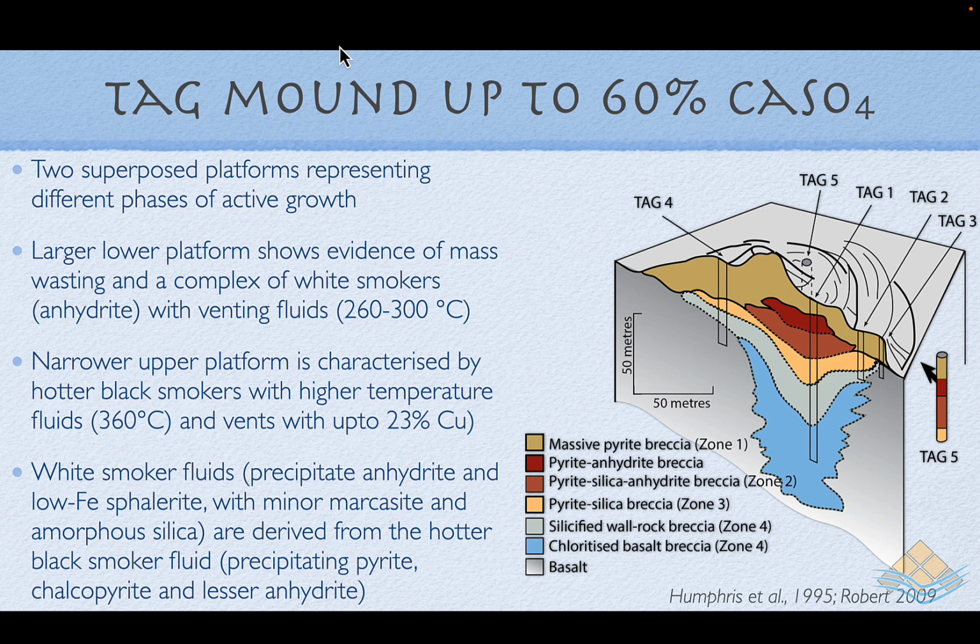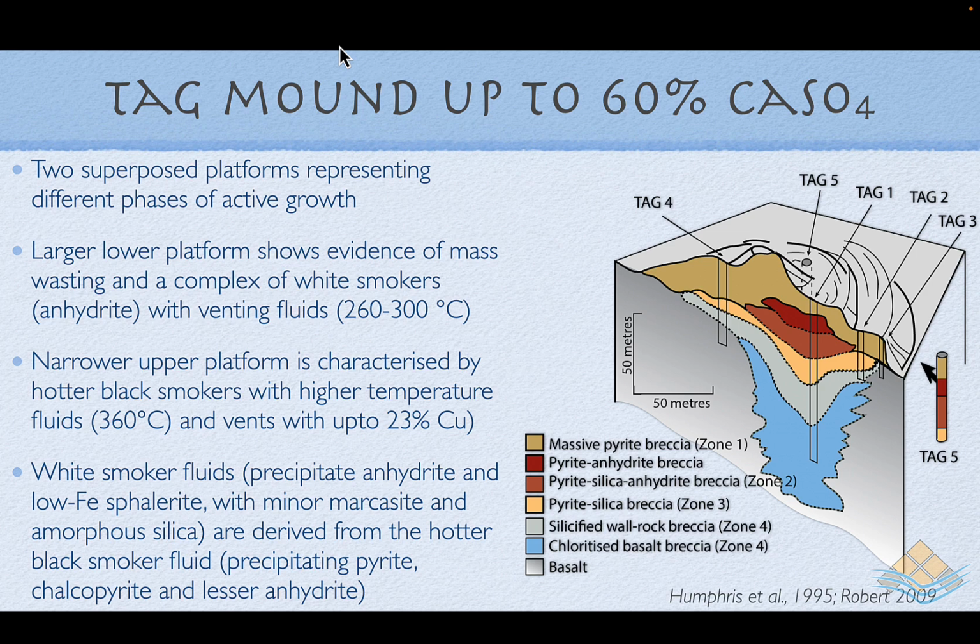Then there's a much narrower upper platform, and that's characterized by active metalliferous black smokers. These are quite cupriferous, and the temperatures there are relatively high. They range up to 365 degrees centigrade, and we have the vents containing upwards of 23% copper. So this is a volcanogenically hosted massive sulfide deposit in the process of formation. If we look at the mineralogy of the two smoker vents, the white smoker fluids and their vents are composed of anhydrite, along with some zinc sulfides, some low iron content zinc sulfides, with minor marcasite and amorphous silica in those white smoker vents. Whereas the hotter crestal black smoker fluids are precipitating a variety of anhydrite, chalcopyrite, with lesser anhydrite.